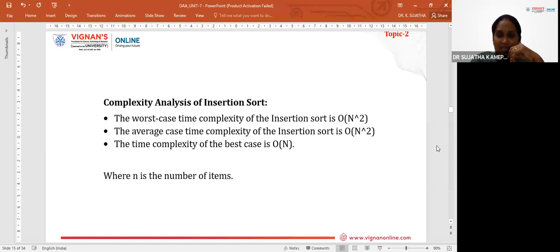The time complexity for insertion sort is big O of n, where n is the number of elements or items given. Big O of n is the best case time complexity. But if you take the average case or worst case, the time complexity becomes big O of n square. I hope that you all understood this insertion sort example and algorithm.